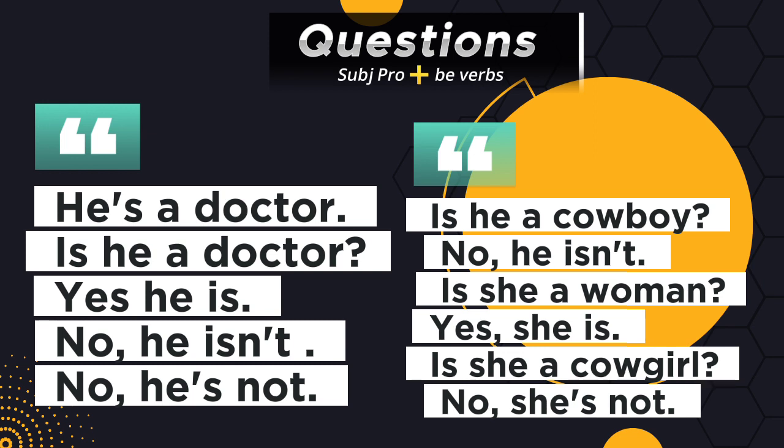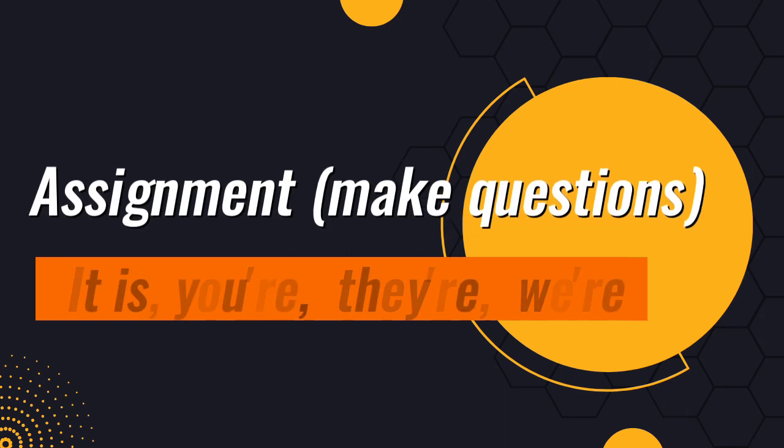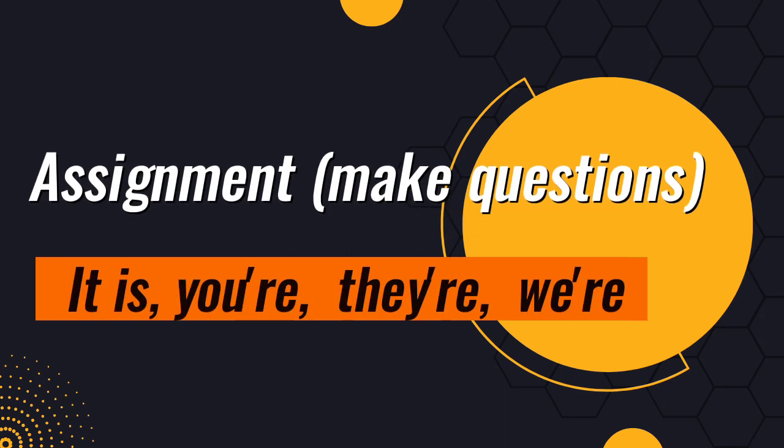All right, now we're going to look at some more examples. Please make sure you repeat after each example. Is he a cowboy? No, he isn't. Is she a woman? Yes, she is. Is she a cowgirl? No, she's not. Same, we can make questions for it is, you're, they're, we're. It's your assignment to make question sentences on your own.